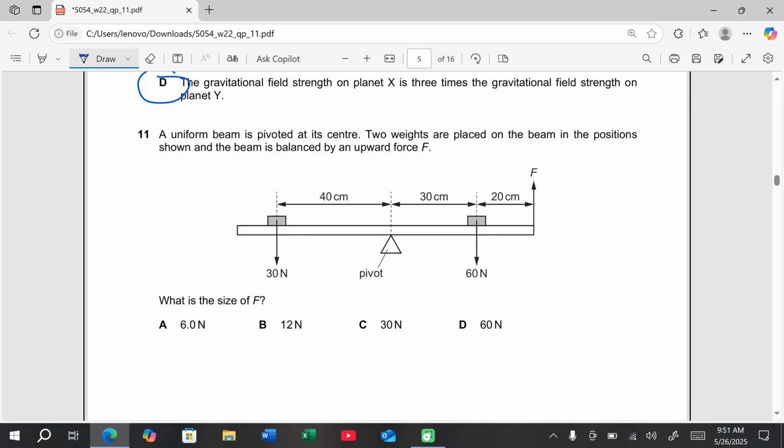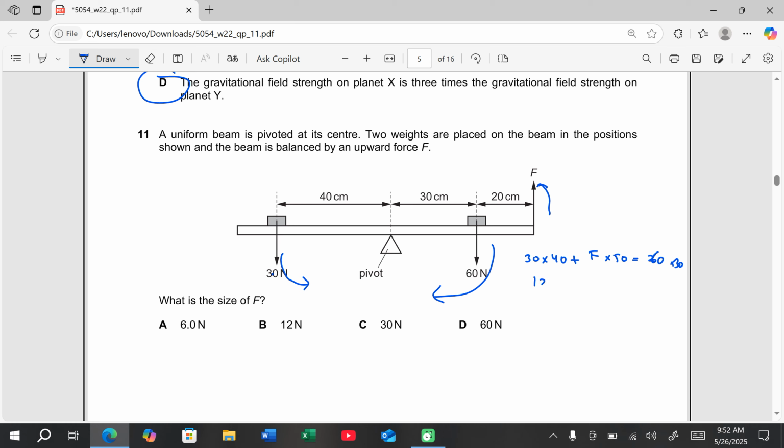For this you need to apply the moments. This is a clockwise, anti-clockwise movement. This is also anti-clockwise movement, so I'm going to add them. 30 times 40 plus F times 50 is equal to 60 times 30, and I'm going to do this one clockwise.